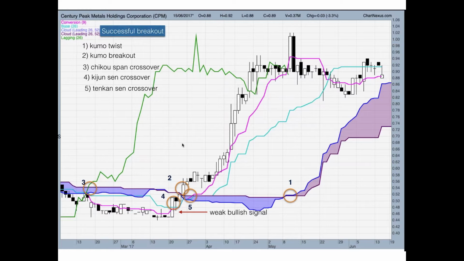The signals that happen below the Kumo are weak bullish signals. The signals that happen above the Kumo are strong bullish signals. Prices trended strongly and are now inside a price range. The Chikou span is currently moving sideways and is unable to break above prices, therefore showing continued consolidation or sideways movement.